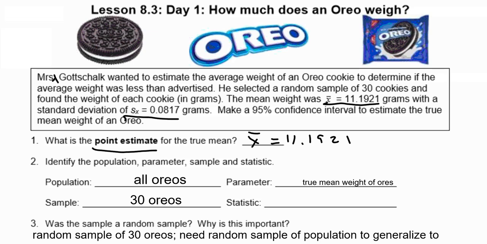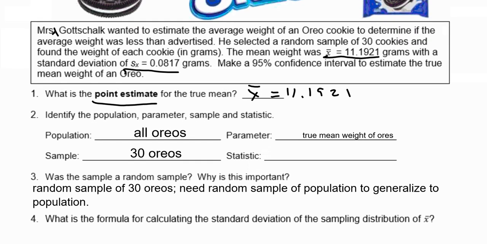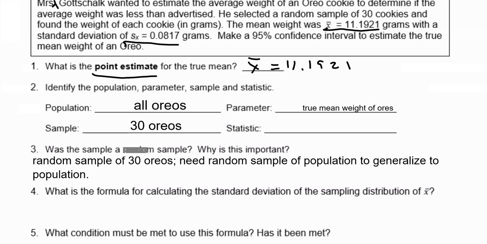And so now we're going to identify all the different things that we have here. So right here we're going to identify our population. Now the population is all Oreos. The parameter we're using is the mean, and that we're looking for is the true mean weight of the Oreos. We took a sample of 30 Oreos, and we got a statistic, which is actually our point estimate, as we found up there. So we got a statistic of 11.1921, and that's our mean statistic, along with our standard deviation that we also have up there as well.